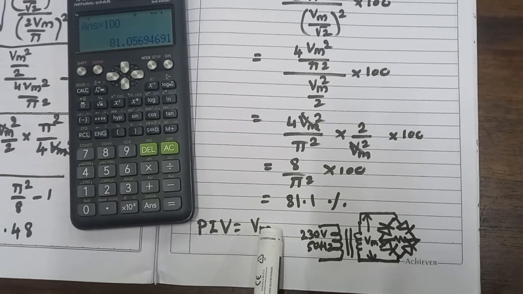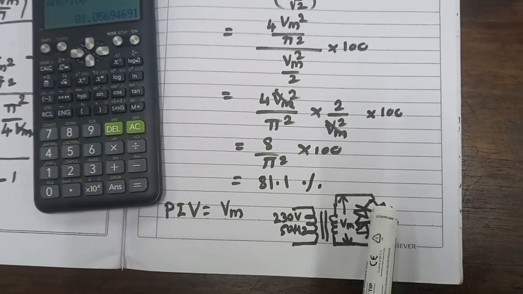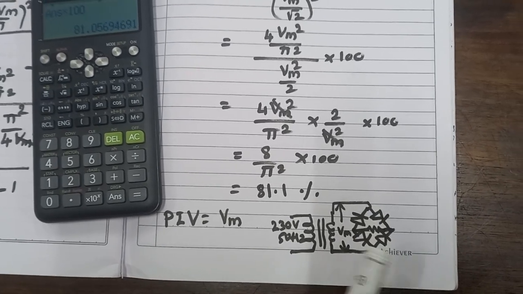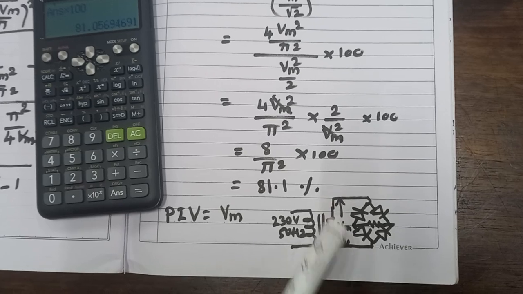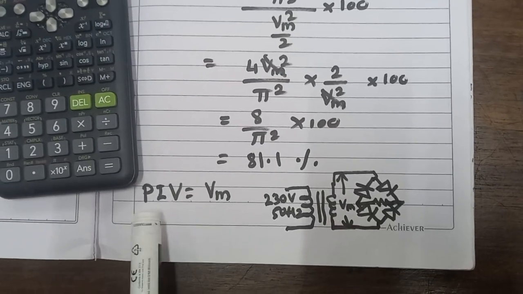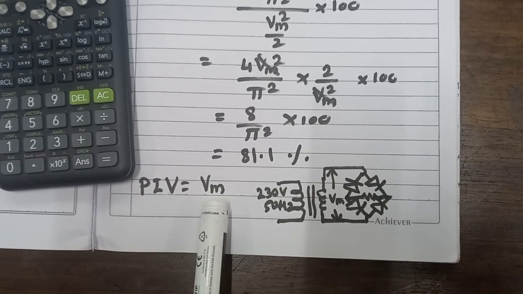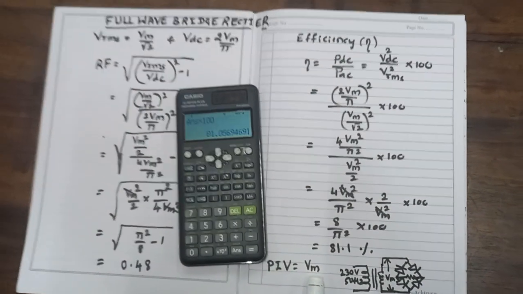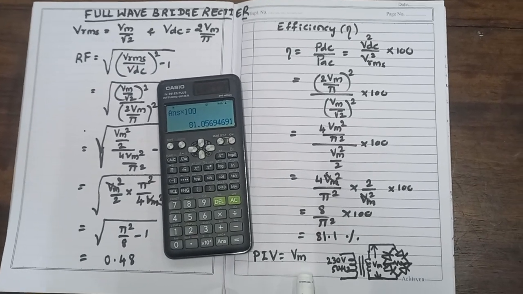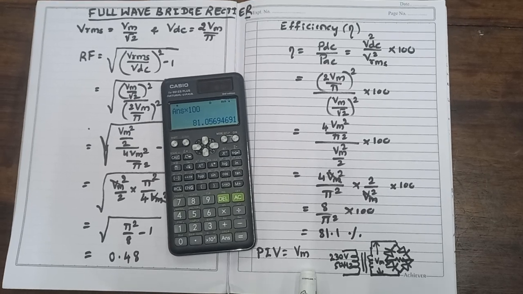Then we will calculate the value of PIV. PIV is Vm in full wave bridge rectifier, because two diodes at a time conduct during positive half cycle or negative half cycle. When two diodes conduct, the maximum voltage applied across the reverse biased PN junction is Vm. So the value of PIV is Vm in case of full wave bridge rectifier. In this way, theoretically you should calculate the value of RF, efficiency and PIV, and after conducting the experiment, compare these values with the practical values.